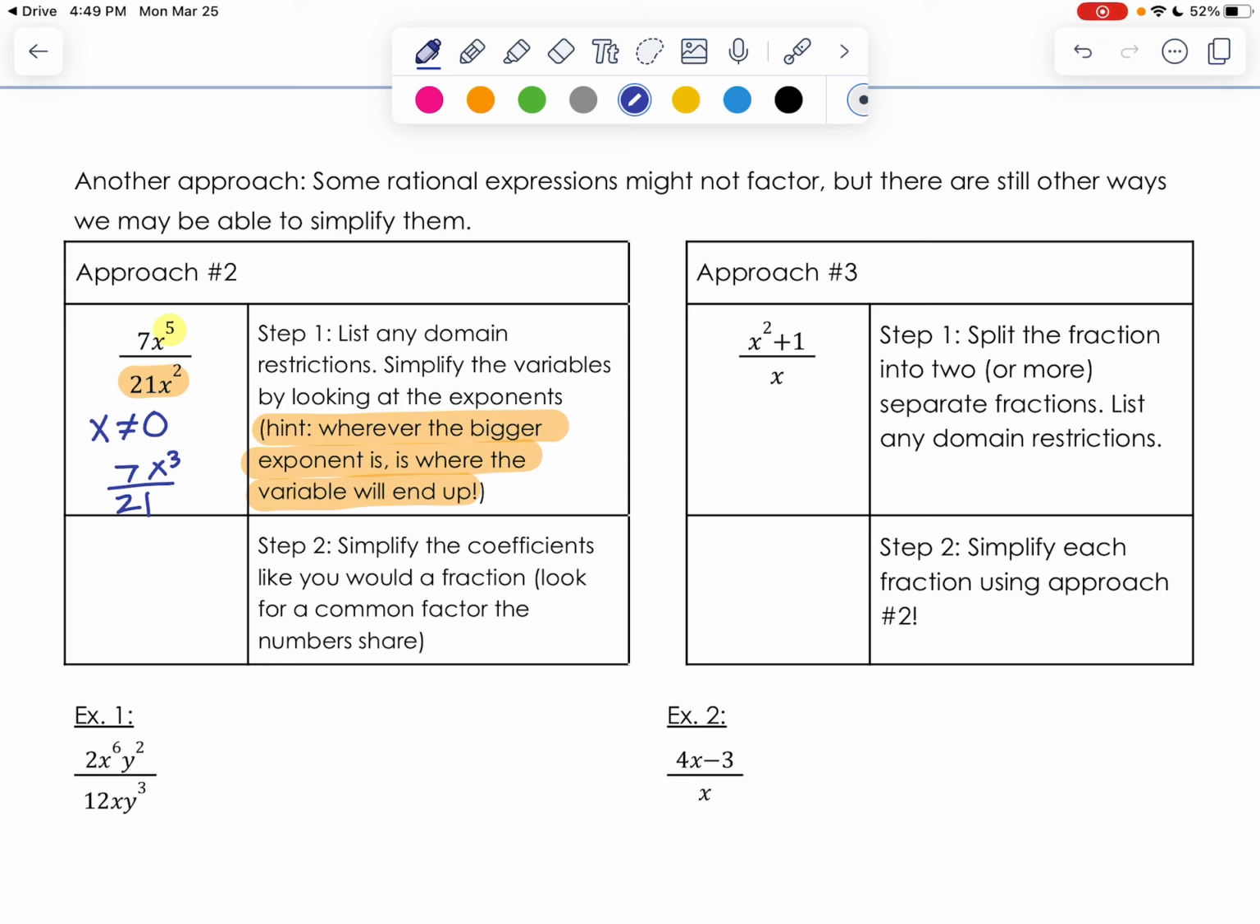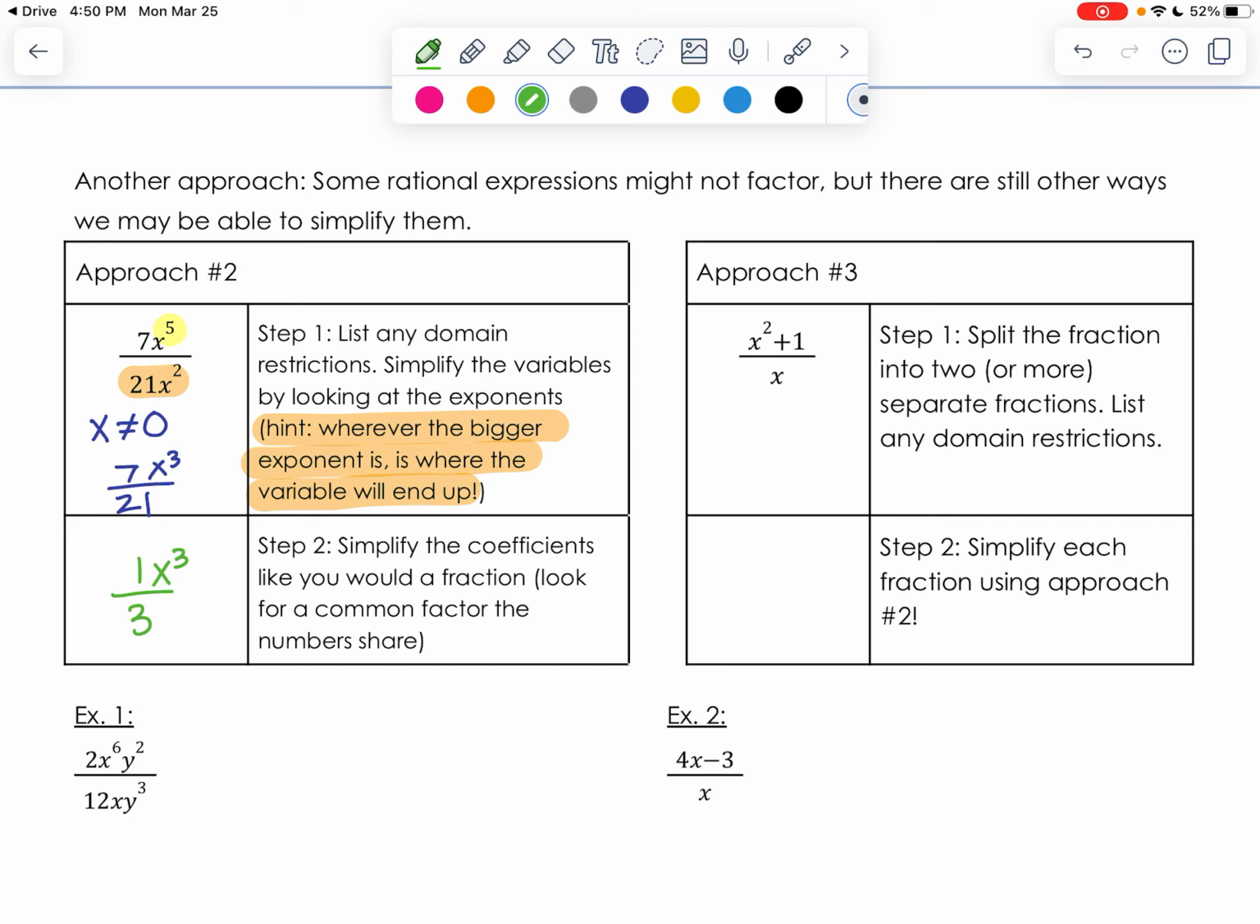Then in step 2, simplify the coefficients like you would a fraction. So almost ignore the x's now and just look at 7 over 21. Would 7 over 21 reduce? Are they both divisible by the same common factor? 7 and 21 are both divisible by 7. So when I simplify that fraction, I get 1 over 3, but don't forget to bring your variables along. So we get 1x cubed over 3, or you can just write that x cubed over 3. You don't need the 1.